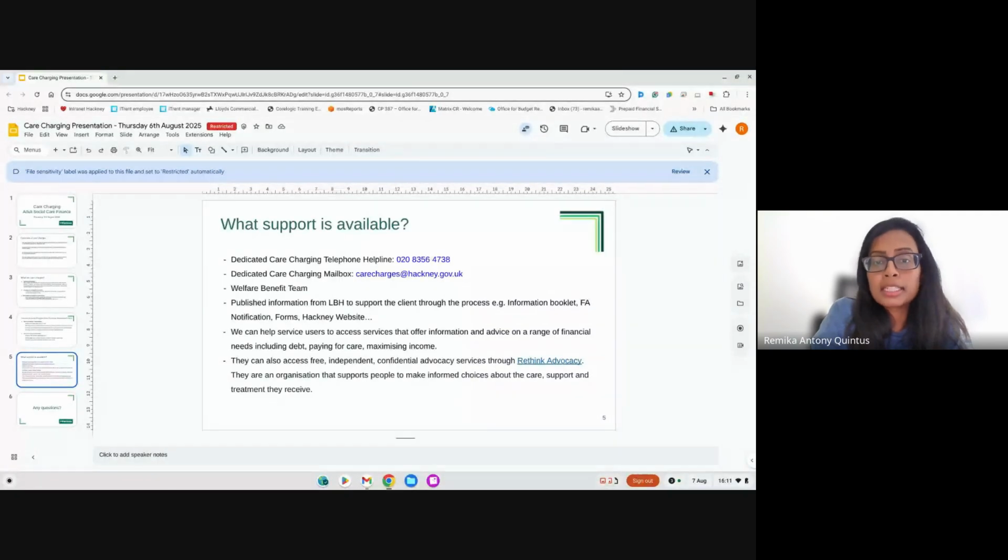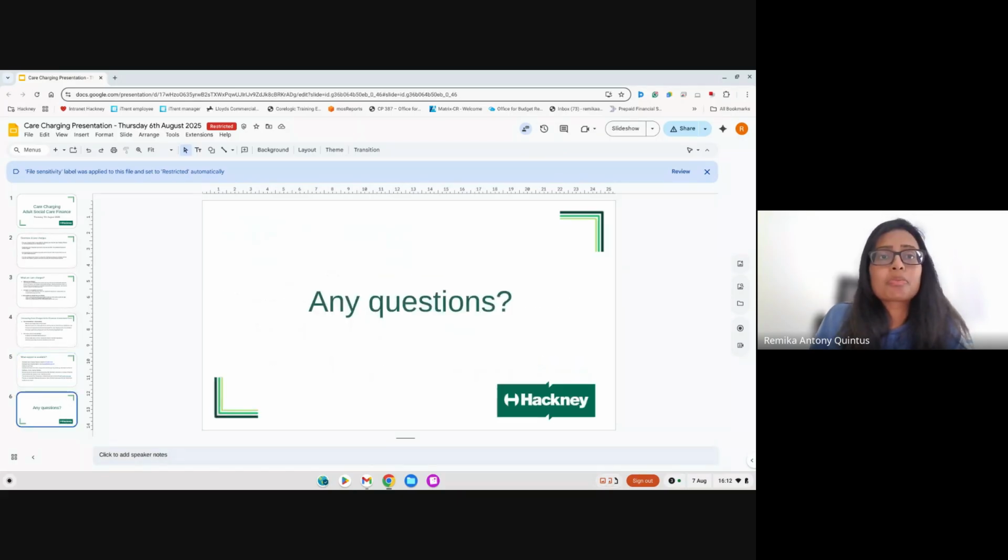We can also help clients access other services that provide advice and information on a range of financial needs, such as managing debt and paying for care. They can also access free, independent, confidential advocacy services through an organisation called Rethink. And all these details can be found in our information booklet and also on our Hackney website. That's the end of the presentation. Happy to take questions, or if you need clarity on anything that I've just discussed.